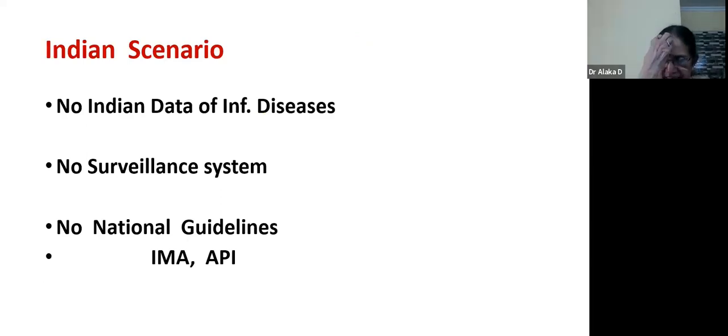Unfortunately, what is the Indian scenario? We don't have Indian data on infectious diseases. We don't have an excellent surveillance system. We have surveillance, but not a very good one which can communicate to every doctor what is happening in the country. Just 3 or 4 days back, I read in the newspaper that one case of Zika was reported from Mumbai. So we get this news from the newspaper, not from scientific journals or channels like our surveillance system.